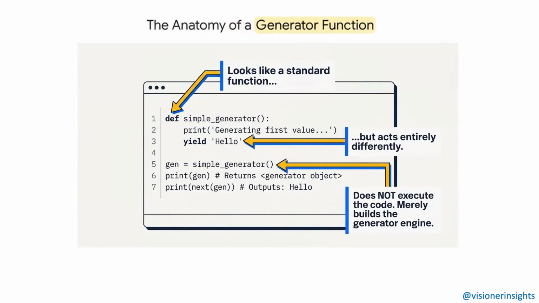We've got a function here called simple_generator_function. Inside, it prints "generating first value" and then hits yield hello. Now look at the bottom line. gen is equal to simple_generator_function. It looks exactly like we're executing a standard function, right? But we aren't. Calling a generator function does not run the code inside it. No way. It merely builds the generator engine and hands you back a generator object. It isn't until we actually call next(gen) that the function wakes up and starts running.